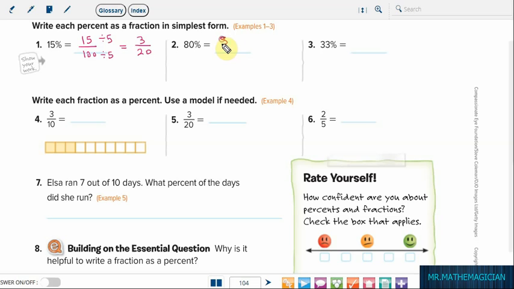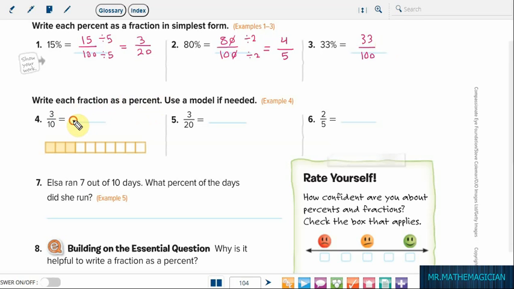80% is like 80 over 100. Cancel 10 up with 10 down. Then divide by 2 up, divide by 2 down, and this will give you 4 over 5. 33% is 33 over 100, and we leave it this way because we cannot divide by a number up and down. Write each fraction as a percent, so we need the denominator to be 100.